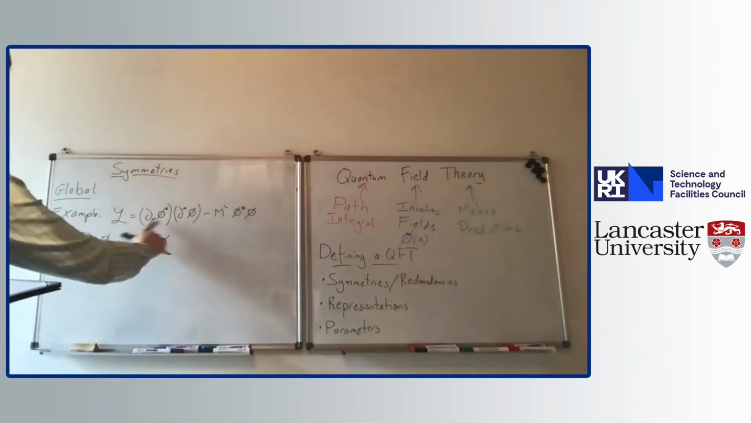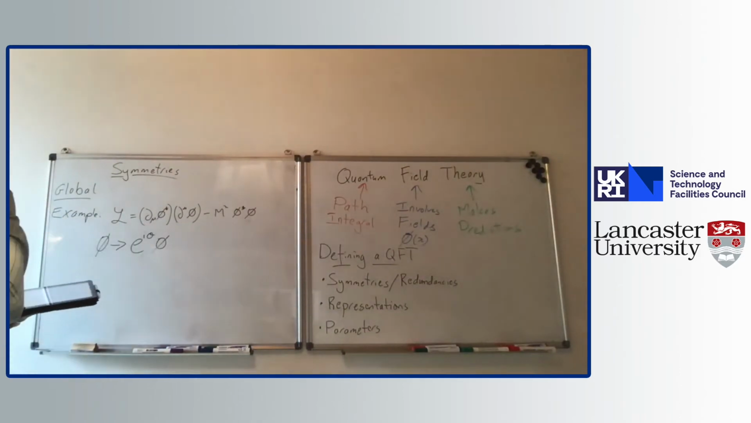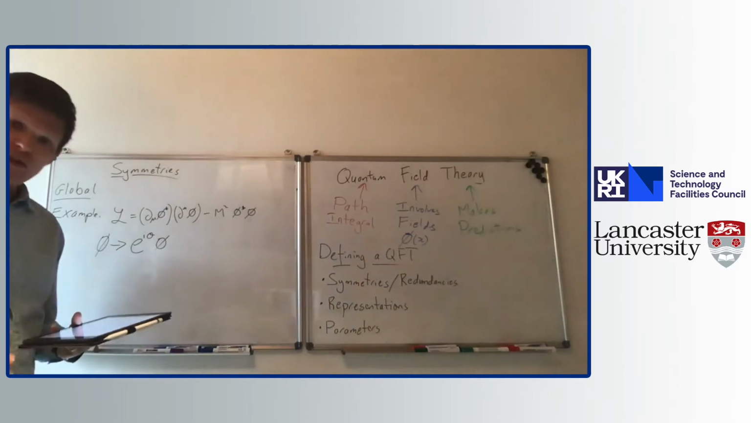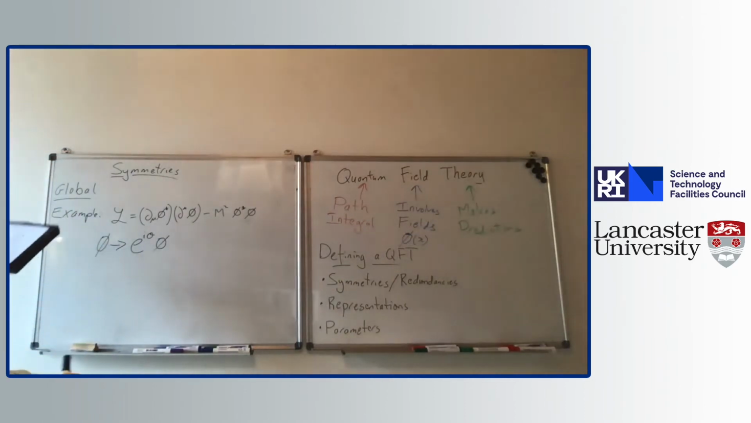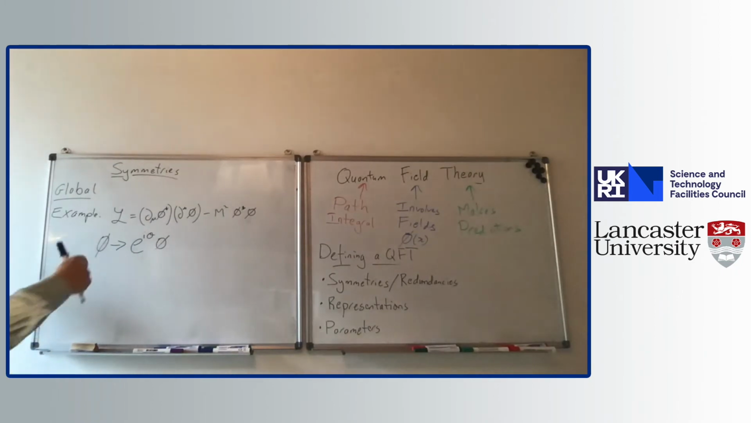So this is a theory with a continuous symmetry, and in this case it's a U(1) symmetry, and there will be a conserved current associated with that symmetry. But symmetries can also be, so this is continuous.